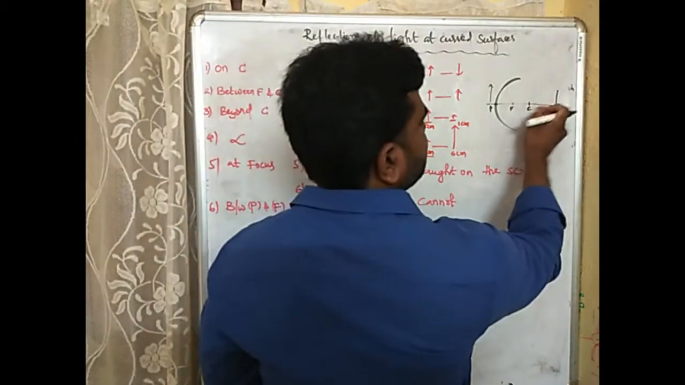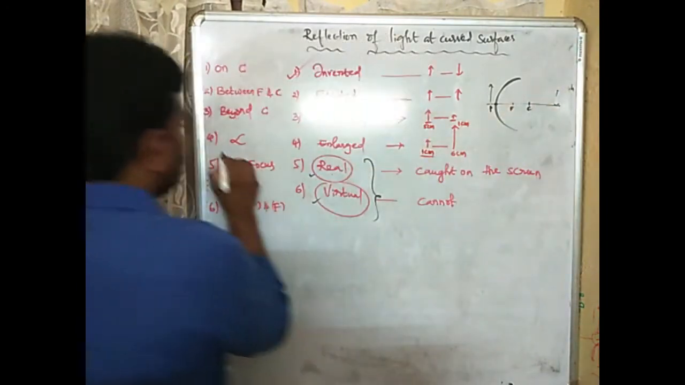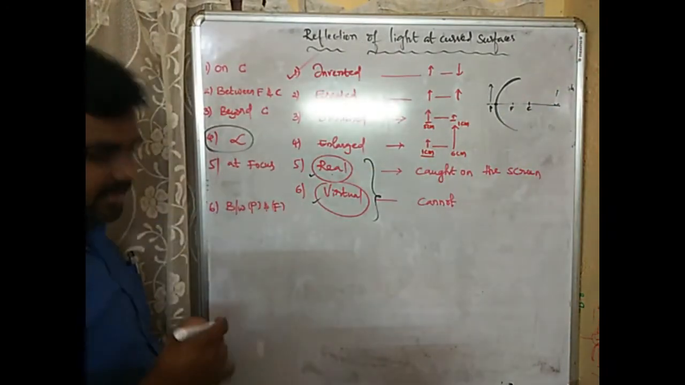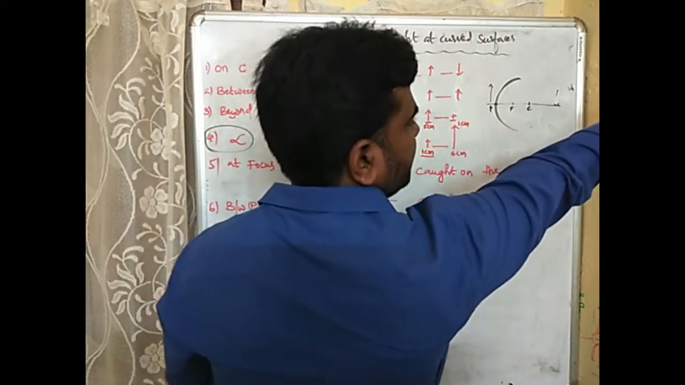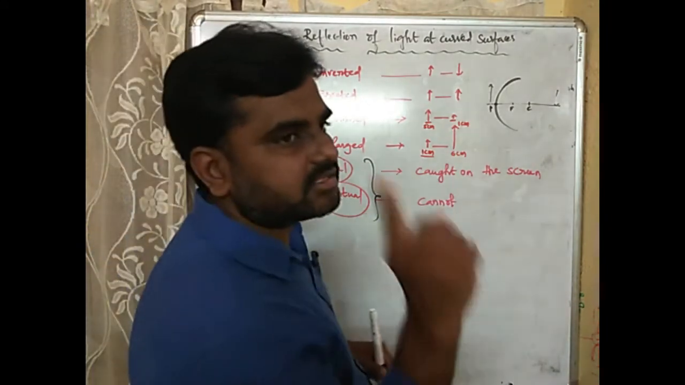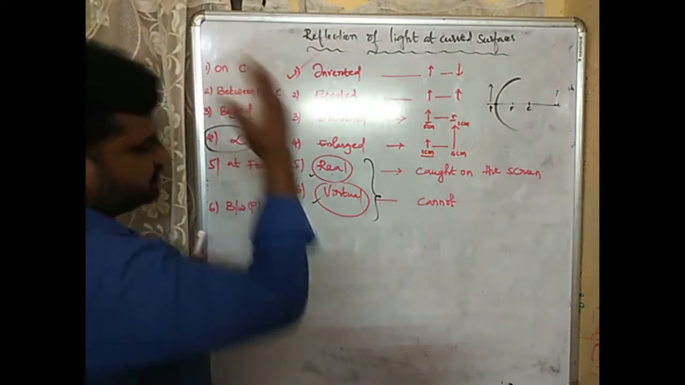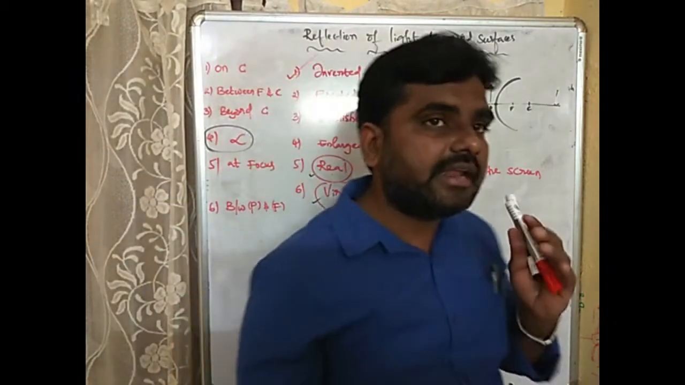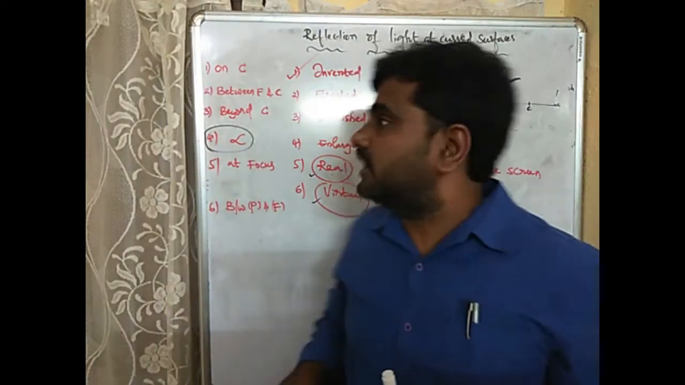If the object is kept somewhere else, beyond all these points, at a very far distance, or nearby the wall, then that particular position of the object is called infinity. So why am I telling you these 6 concepts? Because we are going to draw the ray diagrams for these 6 positions of the object.